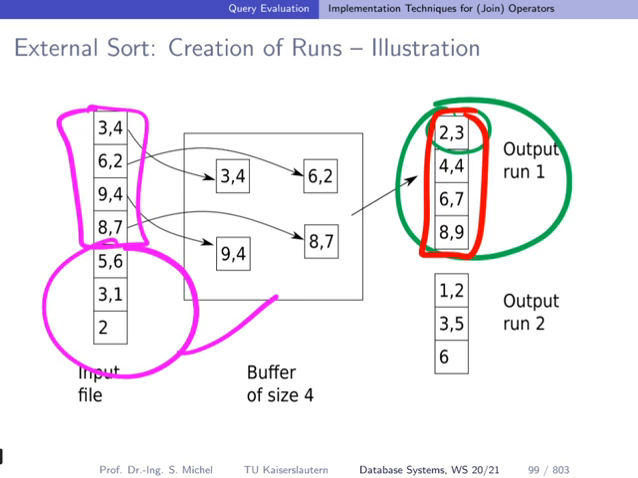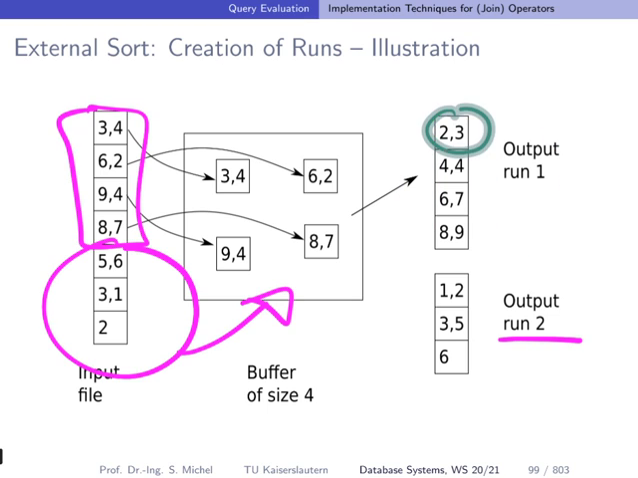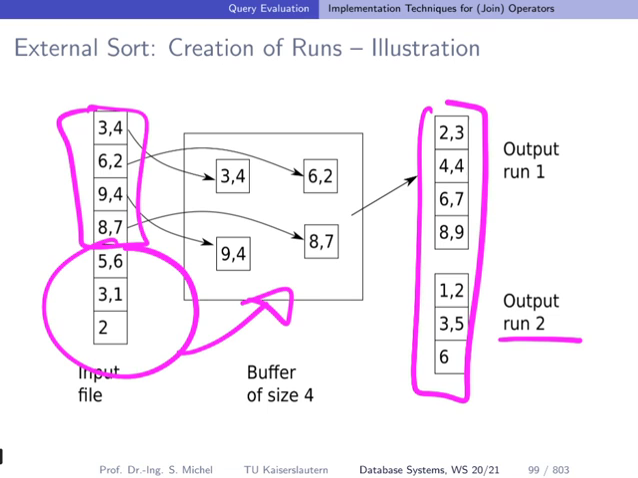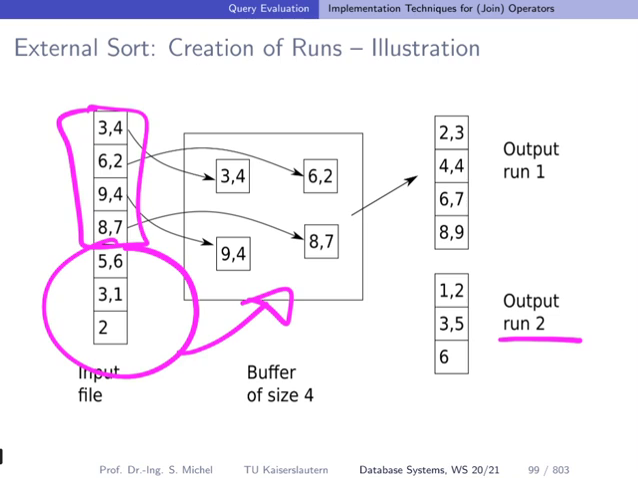Same thing happens: we load them to the buffer, we sort them, and we spill them to disk in a sorted way, and this gives us our run 2. So you see that these runs are individually sorted, but we cannot just put them together in one file and be done, because globally there's no sorting order.